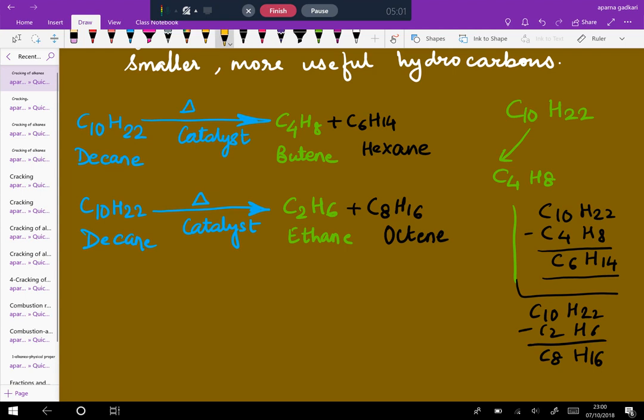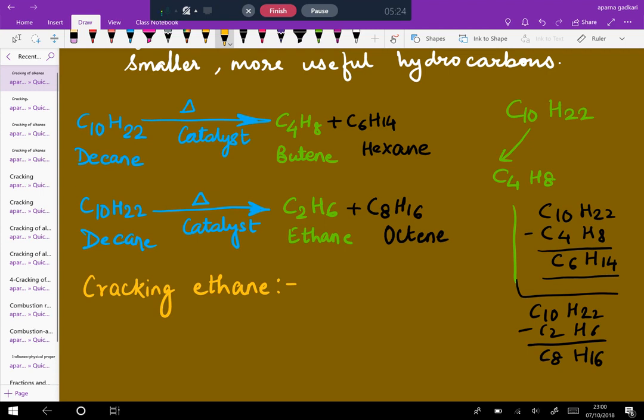Now, a very important thing is you should know to write down the products of cracking ethane. Why am I saying it is very important? Because in the Haber process there are questions. How is hydrogen obtained? Hydrogen is obtained by cracking ethane.